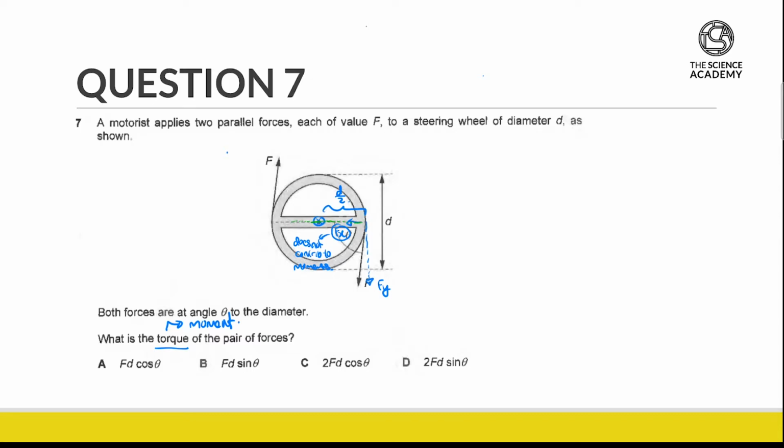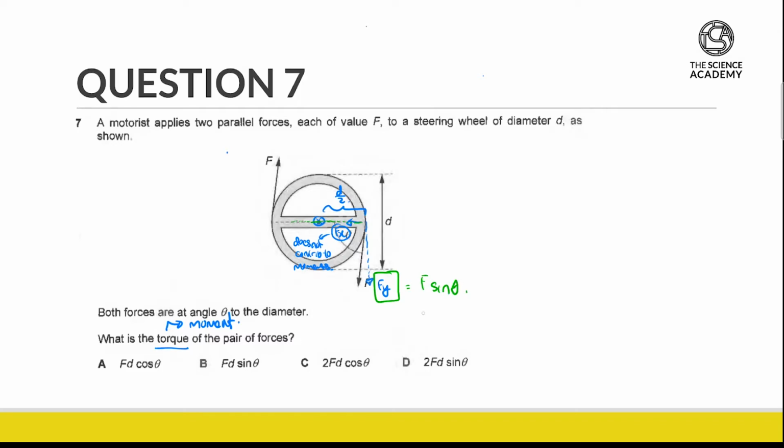So this is a secondary school thing. Please recall this bit of information. So the only component that provides a moment is going to be Fy. So what is Fy? Fy is going to be F sine of theta.